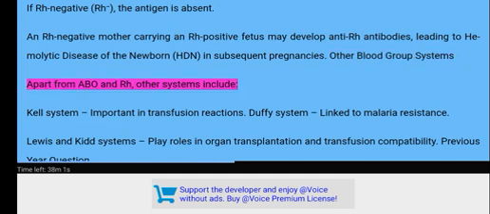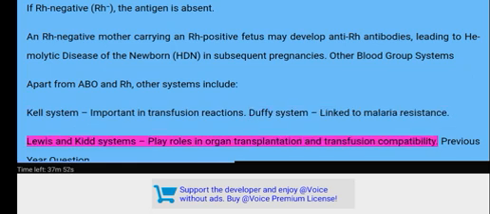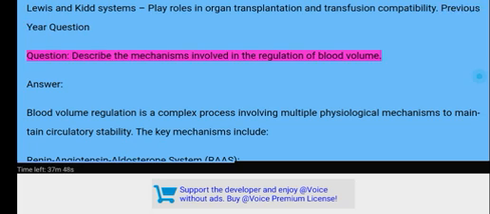Apart from ABO and Rh, other systems include the Kell system, important in transfusion reactions. Duffy system, linked to malaria resistance. Lewis and Kidd systems play roles in organ transplantation and transfusion compatibility. Previous year question. Describe the mechanisms involved in the regulation of blood volume.